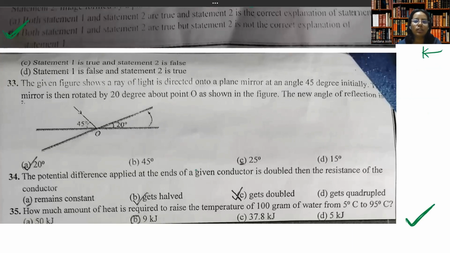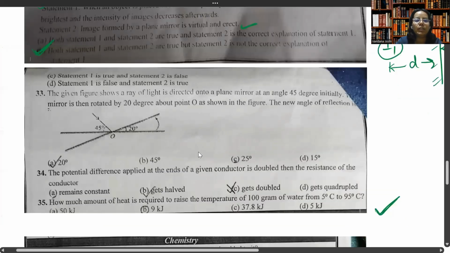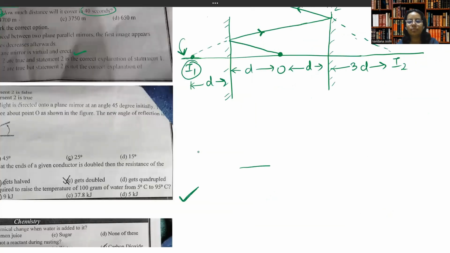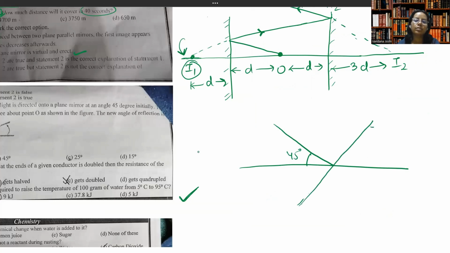Now we have this figure. We have a plane mirror over here, right? There was an incident light at an angle of 45 degrees. Okay. Now we have rotated the mirror. This is the new position of the mirror. We have rotated the mirror by an angle of 20 degrees. We need to find out what is the value of angle of reflection.